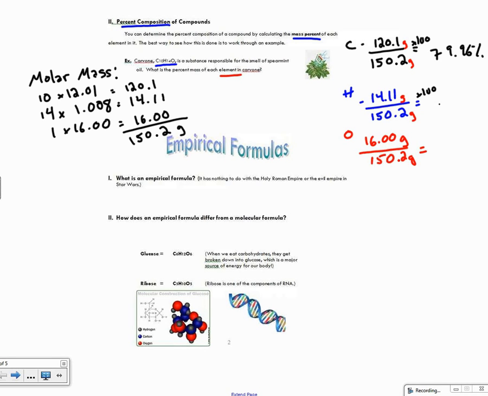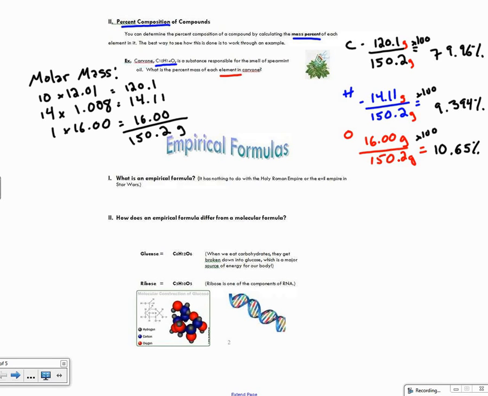And then for that answer, I'm going to get 9.394%. And then for the last one, 16 divided by 150.2, that's going to give me 10.65%. And I multiplied by 100 there too. Now remember that because of sig figs, our numbers might not add up to an even 100, and that's okay.